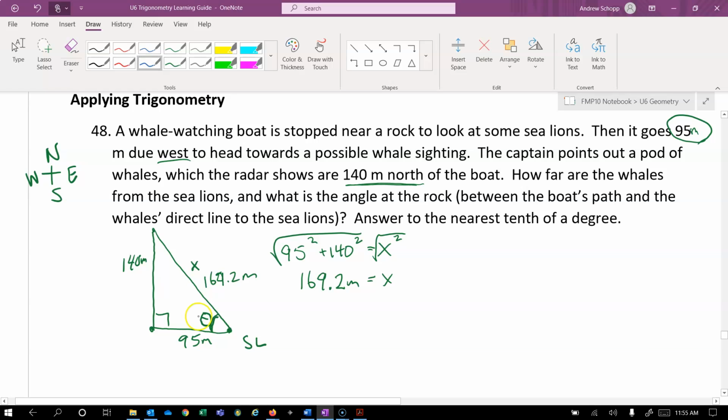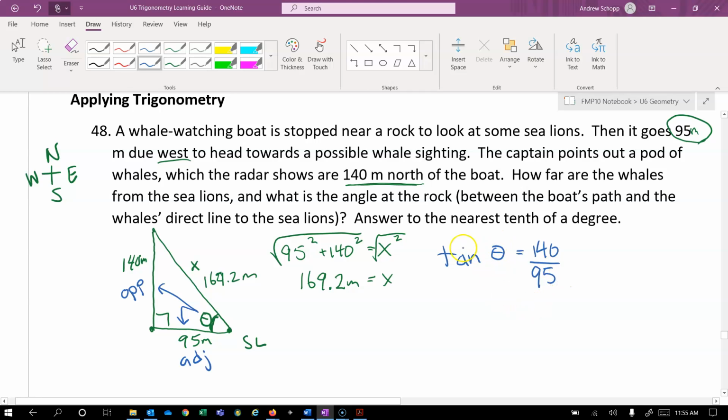Okay, so now let's look at finding theta. From theta, the information we were given was our opposite side is 140, and our adjacent side is 95. Opposite and adjacent are connected to the trig function tangent. So the tangent of theta is equal to opposite, 140, over the adjacent, which is 95.